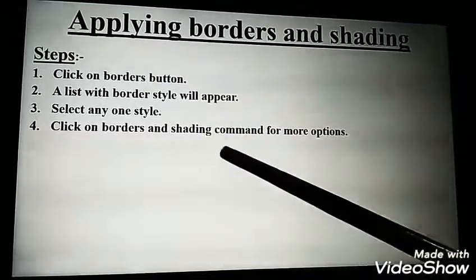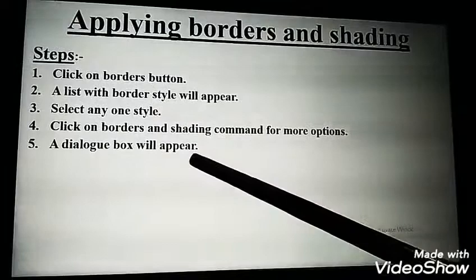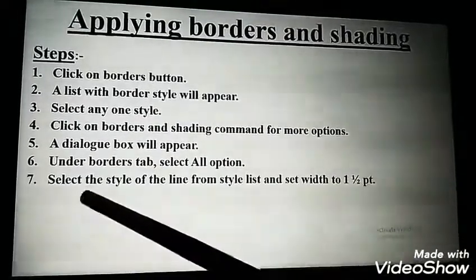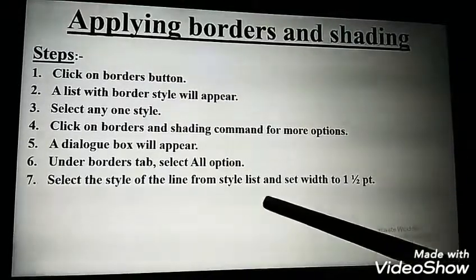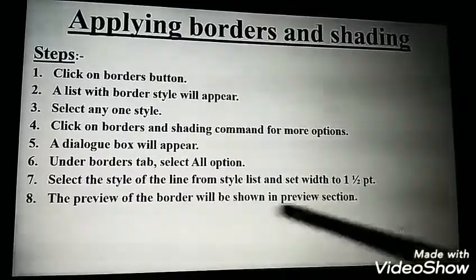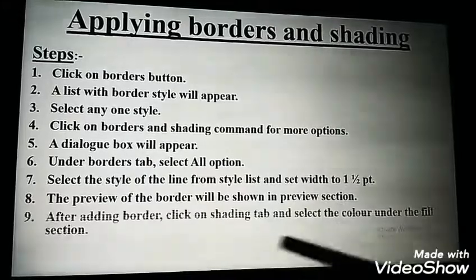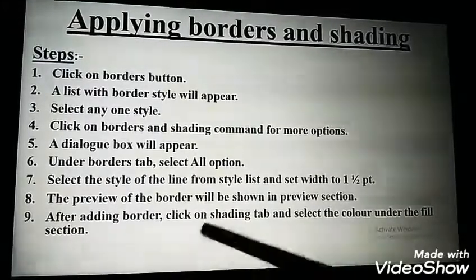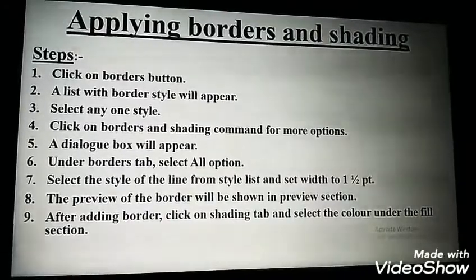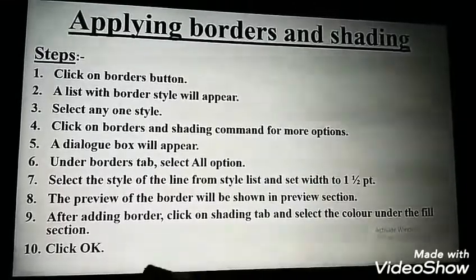Click on the Borders and Shading command for more options. A dialog box will appear. Under the Borders tab, select the All option. Select the style of the line from the Style list and set the width to 1.5 pt. The preview of the border will be shown in the Preview section. After adding the border, click on the Shading tab and select the color under the Fill section. Whichever color you want to shade with, you can do that. And when you have done, click OK.